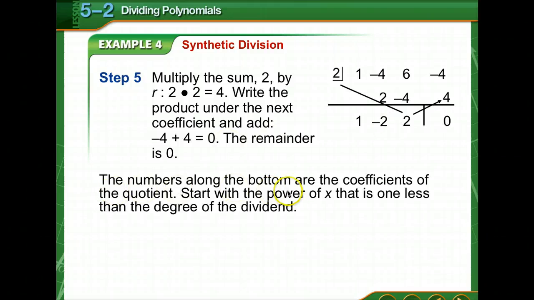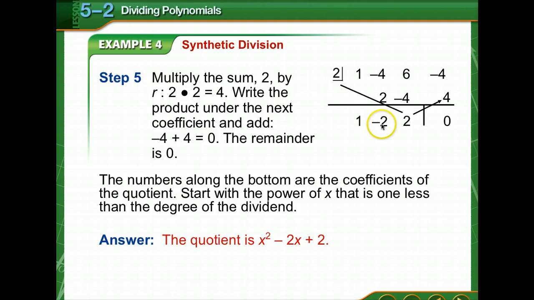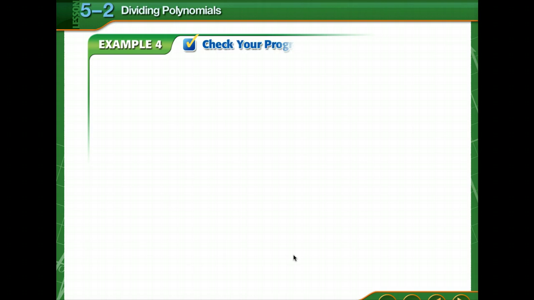The numbers along the bottom are the coefficients of the quotient. So we're going to start with the power of x that is 1 less than the degree of the dividend. For example, we started out with x cubed, so this one's going to be x squared. So the quotient is x squared minus 2x plus 2. See how neat that works?